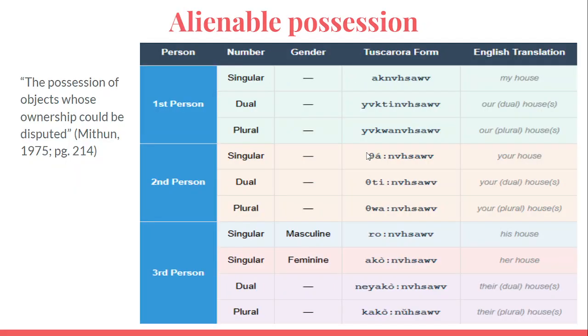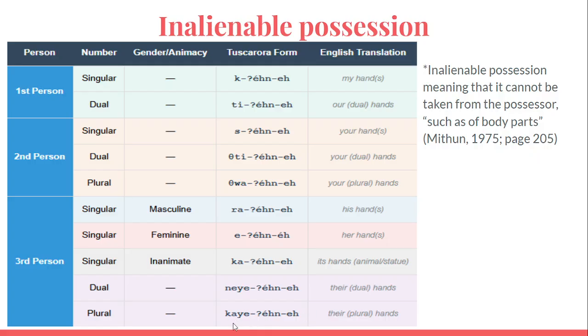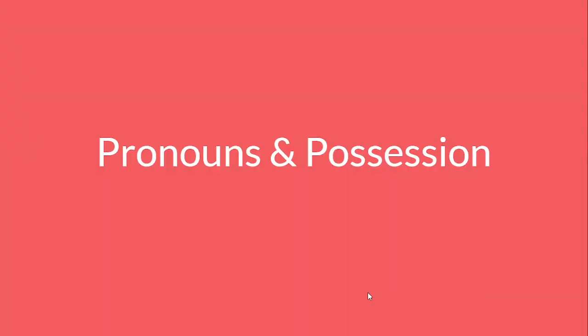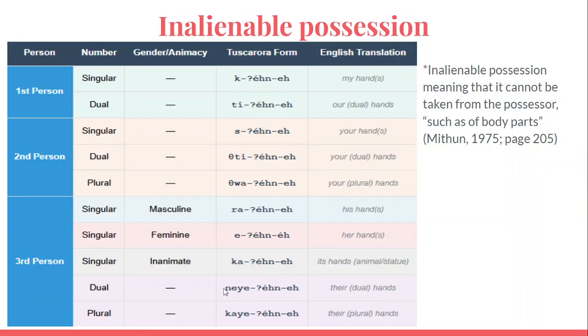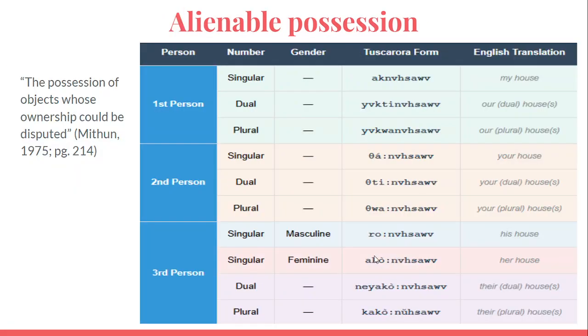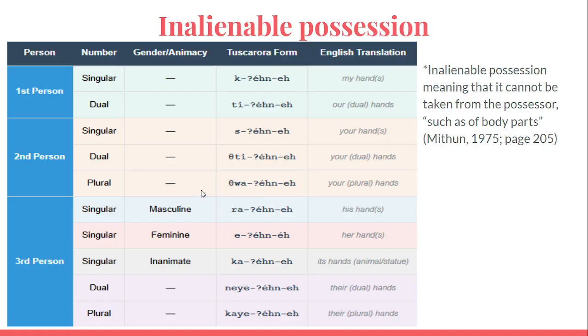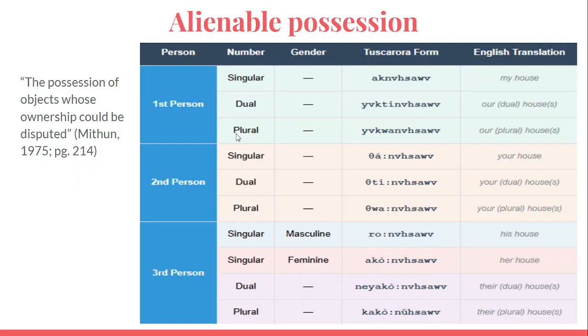So in these examples, my house and my hand, you can see that these prefixes are pretty similar between the two. You can tell, like kaye and kako and neyako, and you still see that akoro, and then these second person singular, plural, and dual forms are pretty much the same. The fact that you have us right here for the singular and right here, there may have been two different speakers that gave these examples. Not 100% sure there.